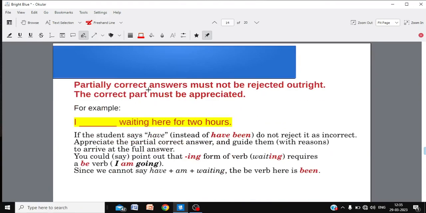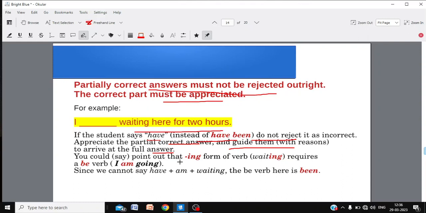Partial correct answers must not be rejected. The correct part must be appreciated. I dash waiting for 2 hours. If the student says "I have" instead of "I have been," do not reject it. Accept the partial correct answer, but then guide them to arrive at the full answer.